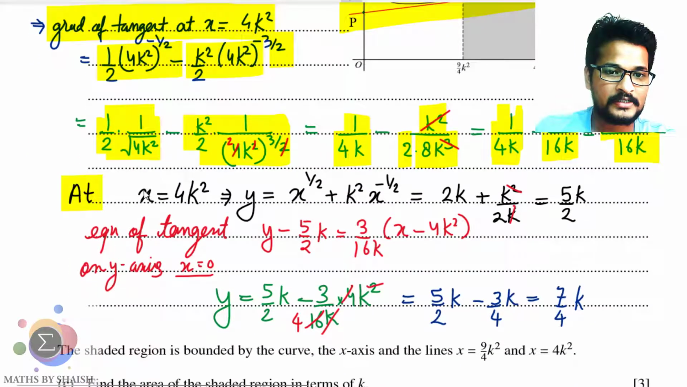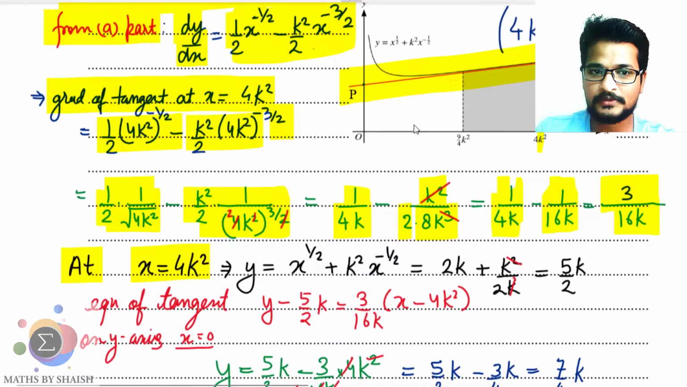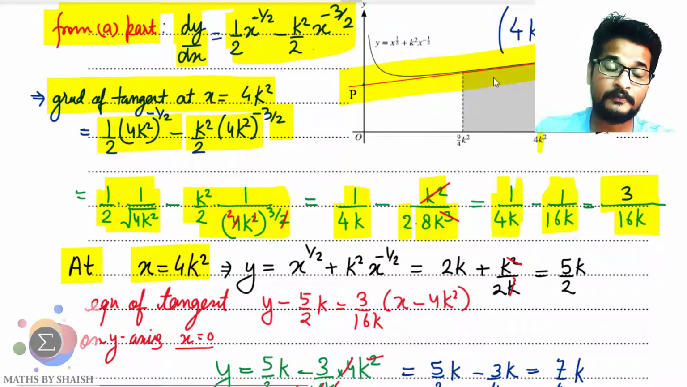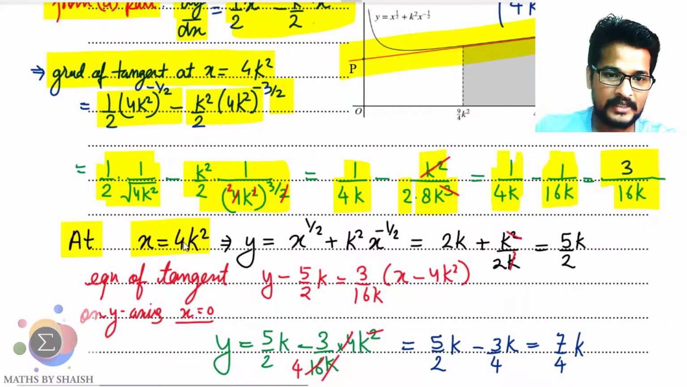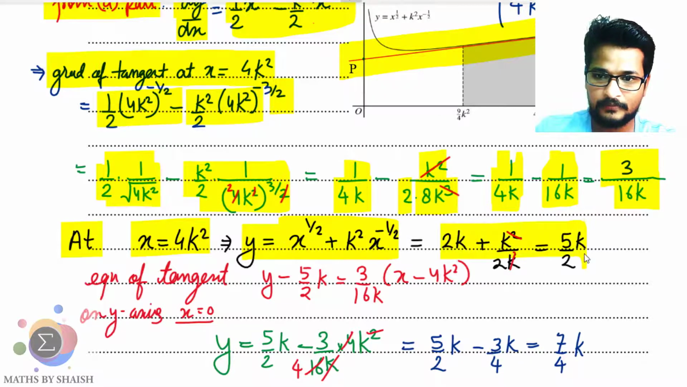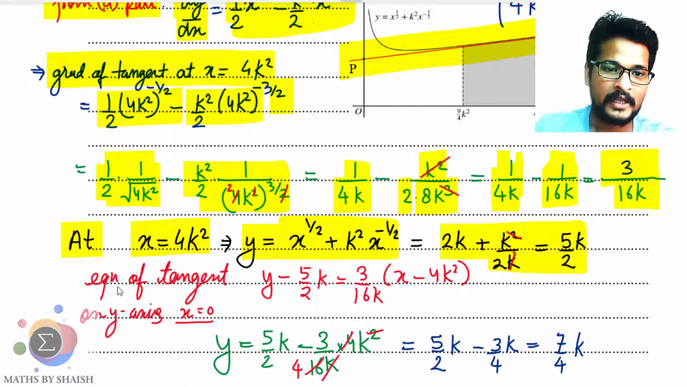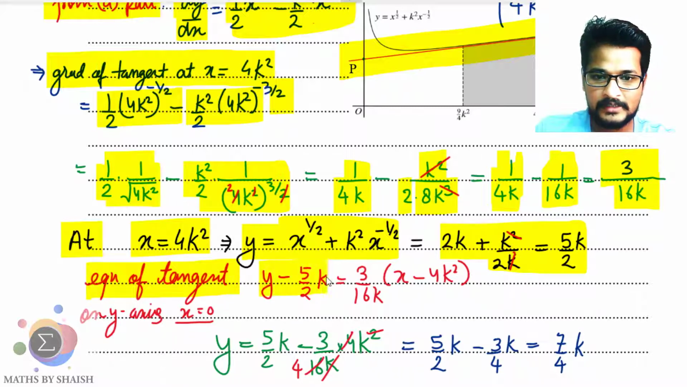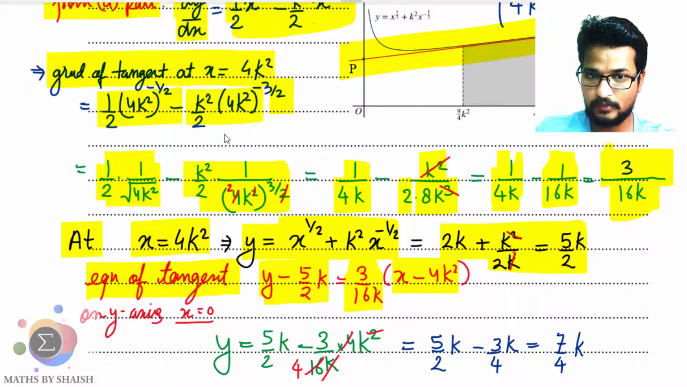And at x equals 4k square, why are we doing this? Because once we got the gradient of the tangent, now we need to find a point on the tangent so that we can simplify. While finding the equation of the tangent, we can put x equals 0 and we get the y coordinate of P. So at x equals 4k square, we'll substitute 4k square here, and we got 5 by 2k. It's easy to calculate. And then the equation of the tangent we'll find by y minus y1 is this, 3 by 16k, that is the gradient, and x minus 4k square, 4k square is the point.